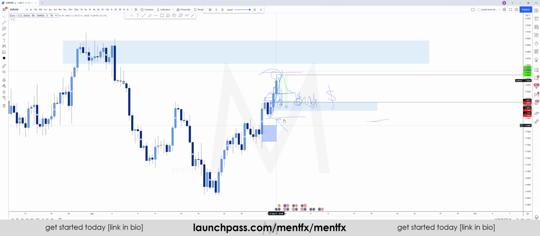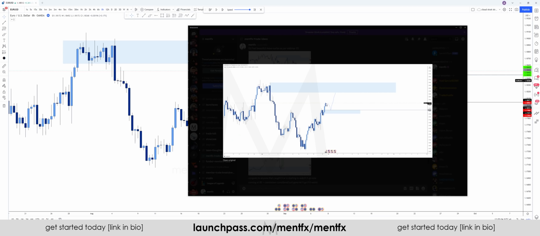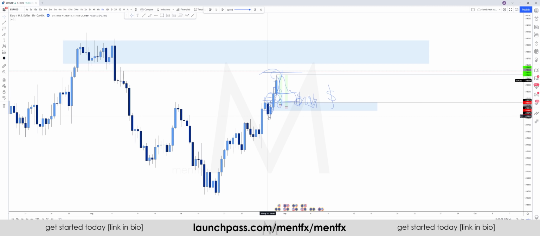So what we did is, if we take a look at this, let's break this down. So very quickly, just again in Discord, we sent out this right here, looking for that to come right into here and overall target these highs here. And you can see that that's exactly what we have here.